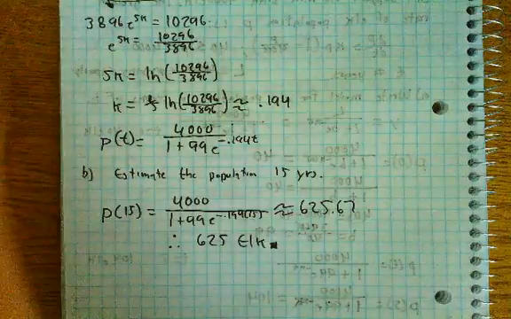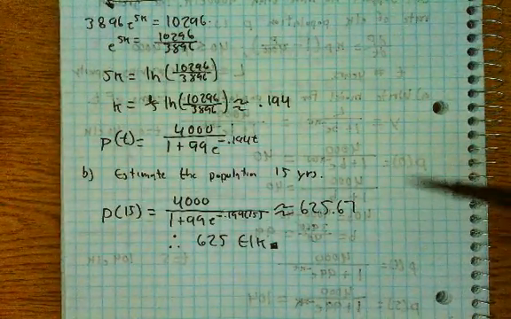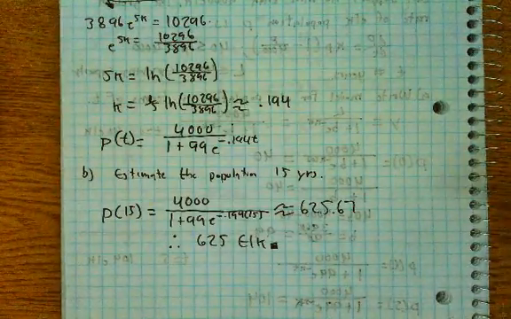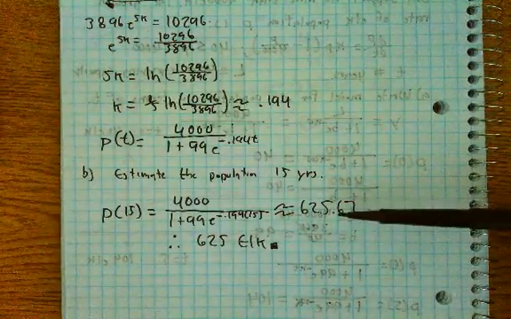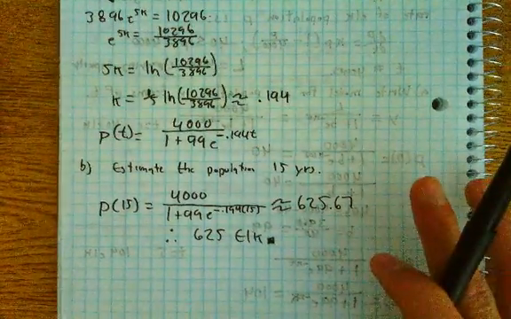Alright, so I'm hoping you tried this already. When I plug this into the calculator, I got about 625.67. Since we're talking about a population, it's impossible for you to have 2/3 of an elk. So that means that you have about 625 elk after 15 years.